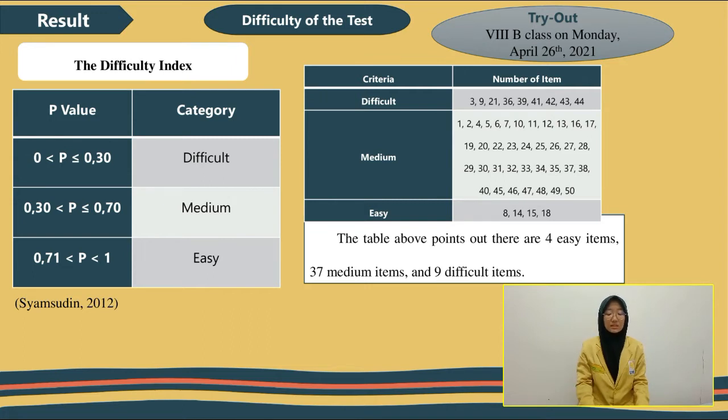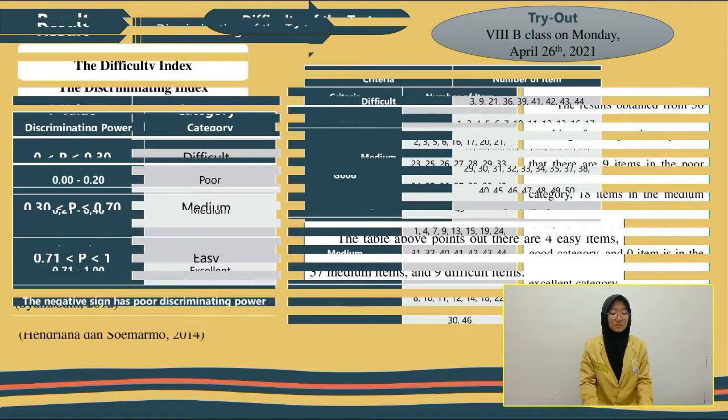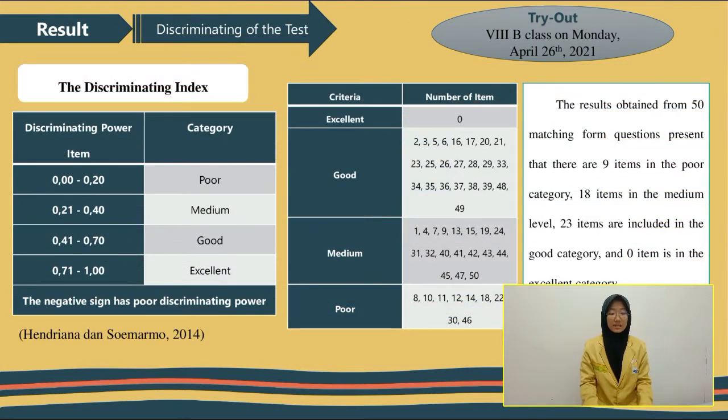It can be concluded that the table shows there are 4 easy items, 37 medium items, and 9 difficult items. Next is the discriminating power of the test, and this is the table of the discrimination index from Hendriana and Sumarno 2014. And this is the table from my data. The results in the table show that from 50 matching form questions, there are 9 items in the poor category, 18 items in the medium level, and 23 items in the good category, and 0 items in the excellent category.